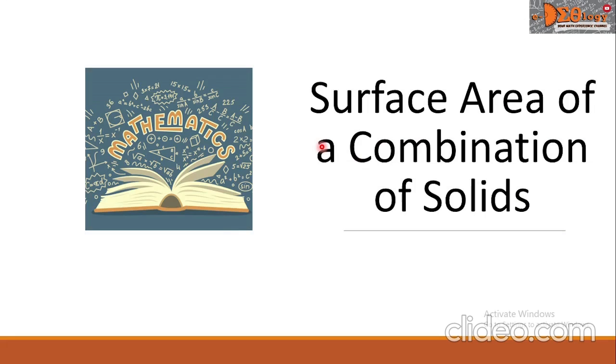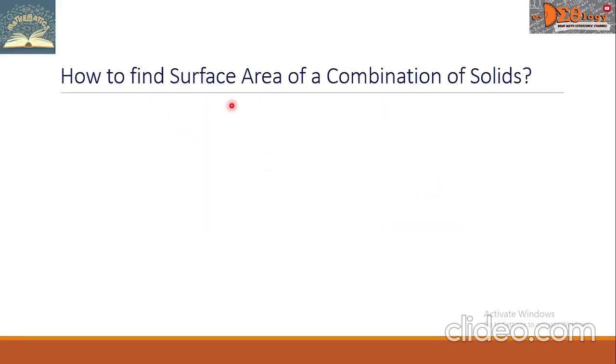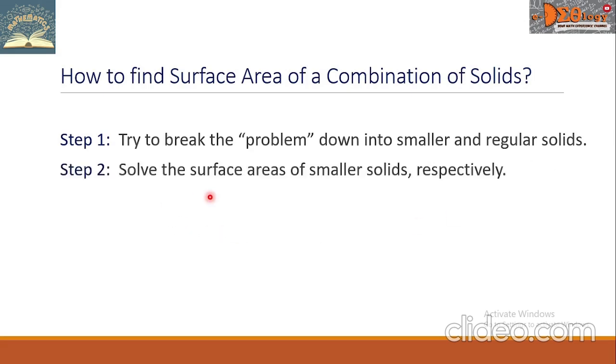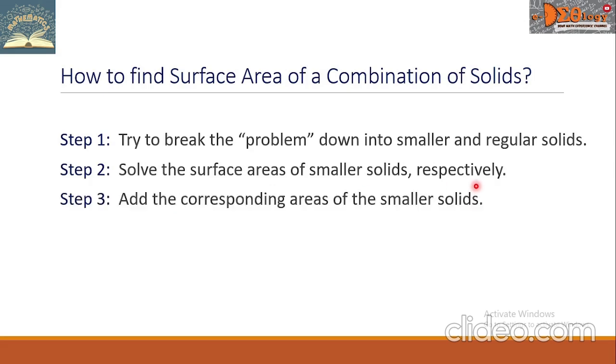Hi everyone. Today we're going to study surface area of a combination of solids. How to find surface area of a combination of solids? We have some steps. Step 1. Try to break the problem down into smaller and regular solids. Step 2. Solve the surface areas of smaller solids respectively. Step 3. Add the corresponding areas of the smaller solids.